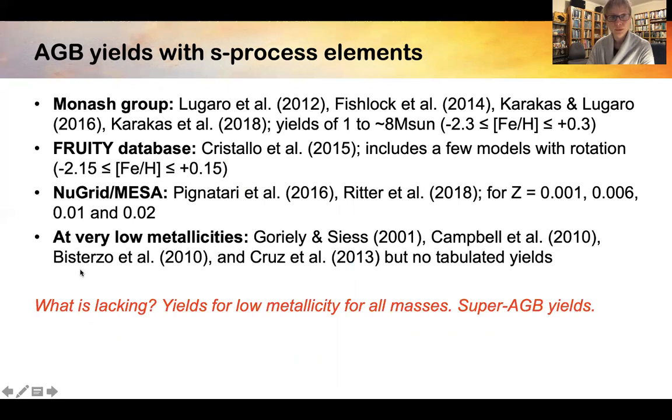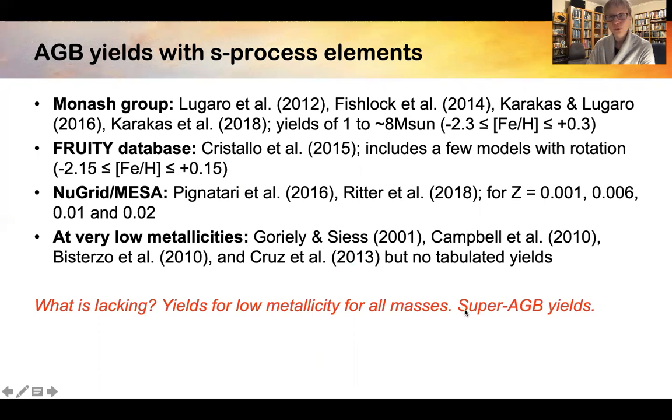And at very low metallicities, we have Gallino, Campbell, Sarah Bisterzo, and Monica Cruz, but there are no tabulated yield data sets available for low metallicities. And by that, I mean less than about minus 2.3. So there's still some things lacking. Generally, yields for very low metallicities for all stellar masses are lacking. So these yields are not available, or they're very sparse, maybe for 1 or 2 model masses.